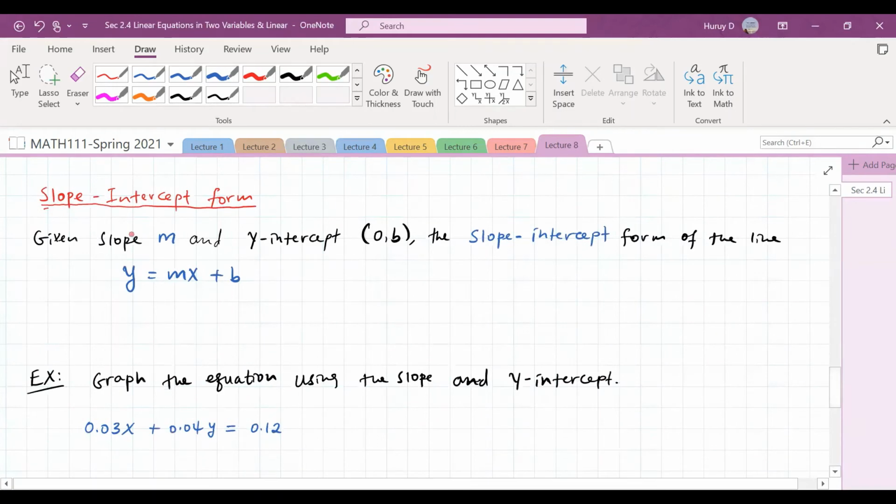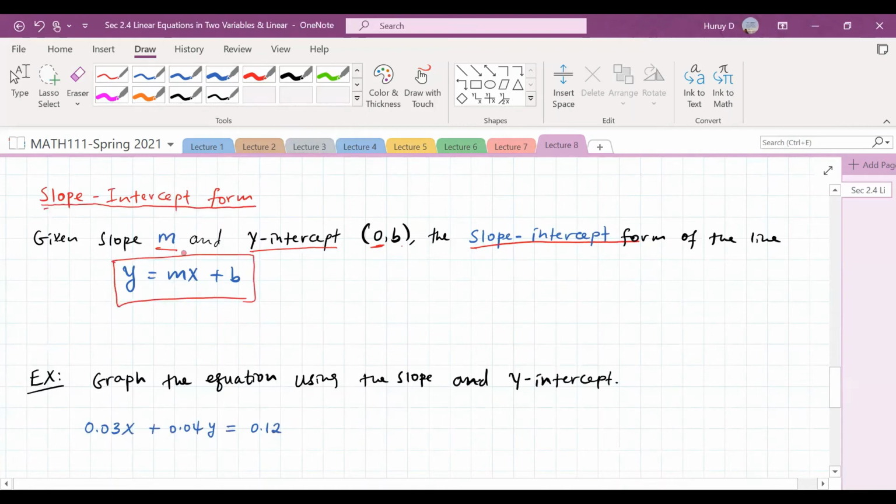And this form is, suppose we have m, which is the slope, and we have the y-intercept, which is given always as 0, b, because the x value is always 0 when it's the y-intercept. The y value could be 0, or it could be different from 0. So we write it as 0, b. B is some value. So the slope-intercept form of the equation is given as y equals mx plus b.